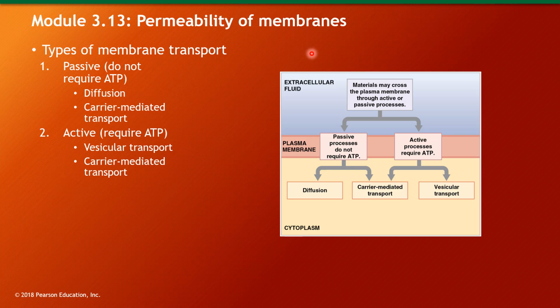The permeability of membranes. Materials may cross the plasma membrane through active or passive processes. Diffusion, again, is a passive transport system. It does not require energy in the form of ATP. And then facilitated diffusion, that's going to be called carrier-mediated transport, where a protein embedded in the cell membrane will facilitate the transport of molecules. And those are also going down the concentration gradient from high to low.